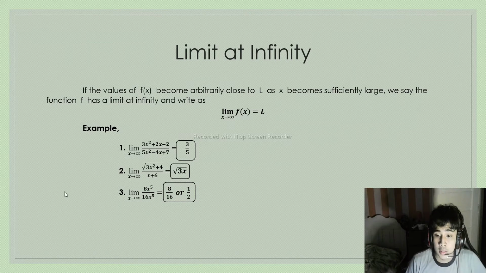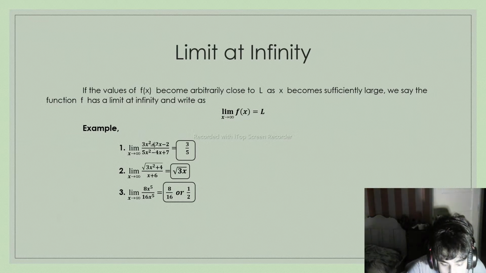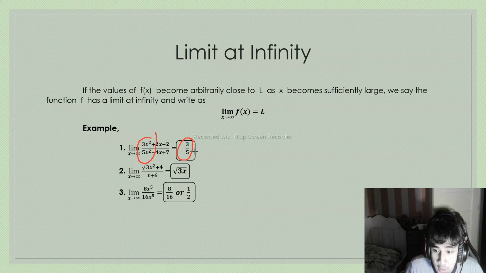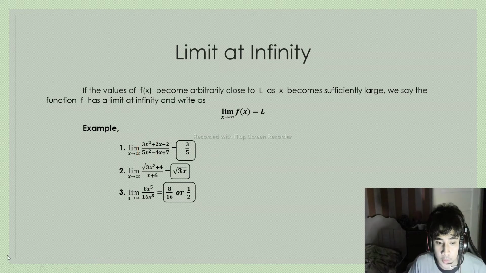So, as sinabi na, we should divide the numerator and denominator by the highest power of x. So, ang highest power natin ay 3x squared at 5x squared. I-divide natin sila pareho, magkakaroon tayo ng 3 over 5, kasi kakancel na lang natin yung variables nila. So, and then, next example.